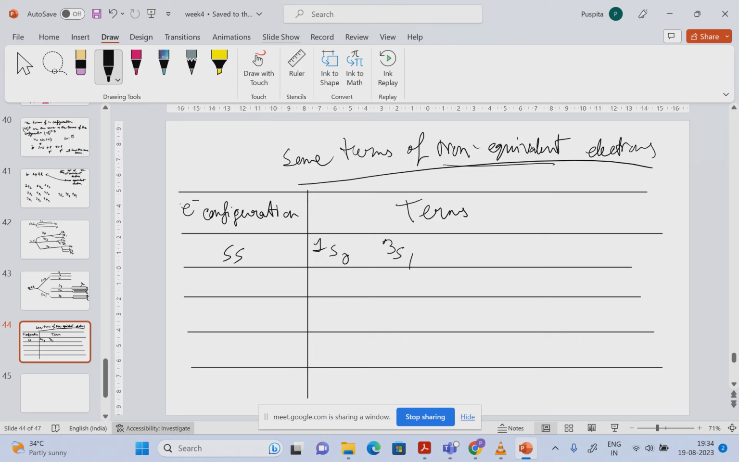Okay. SS, SP: 1P1. Okay. 3P0, 3P1, 3P2. SD: 1D2. 3D1, 3D2, 3D3. It is like 3D1, 3D2 and 3D3 can be written like this.